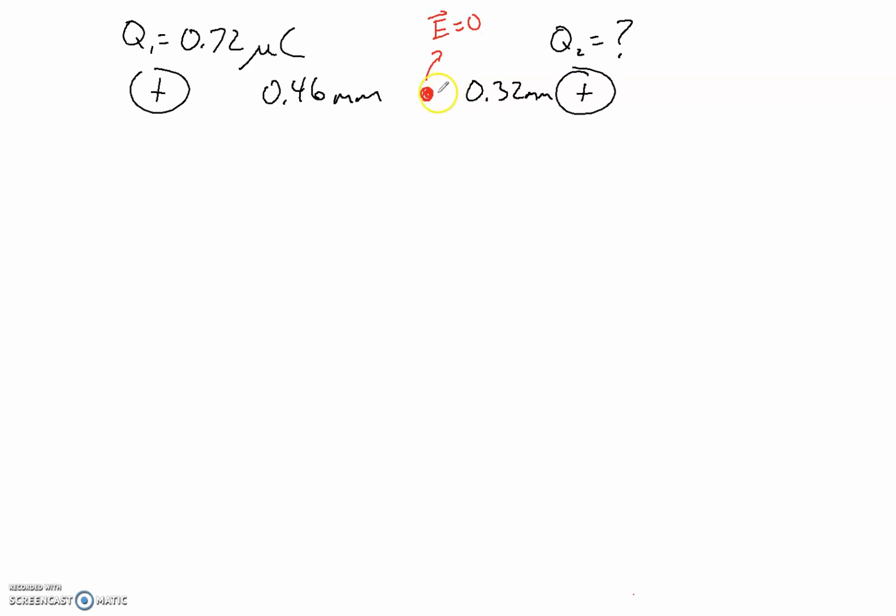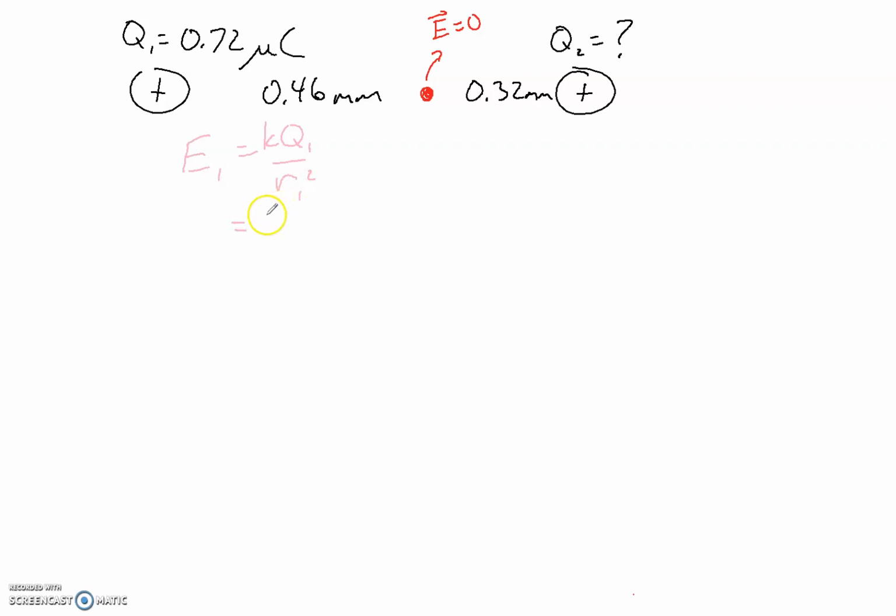Now, the point is closer to Q2, so I know Q2 does not have to be as large to have the same effect, because the point we're interested in is closer. But let's see if we can work with this. So let's just start by finding the electric field from number 1. That'd be kQ1 over radius 1 squared, and I can find the electric field from that one first.